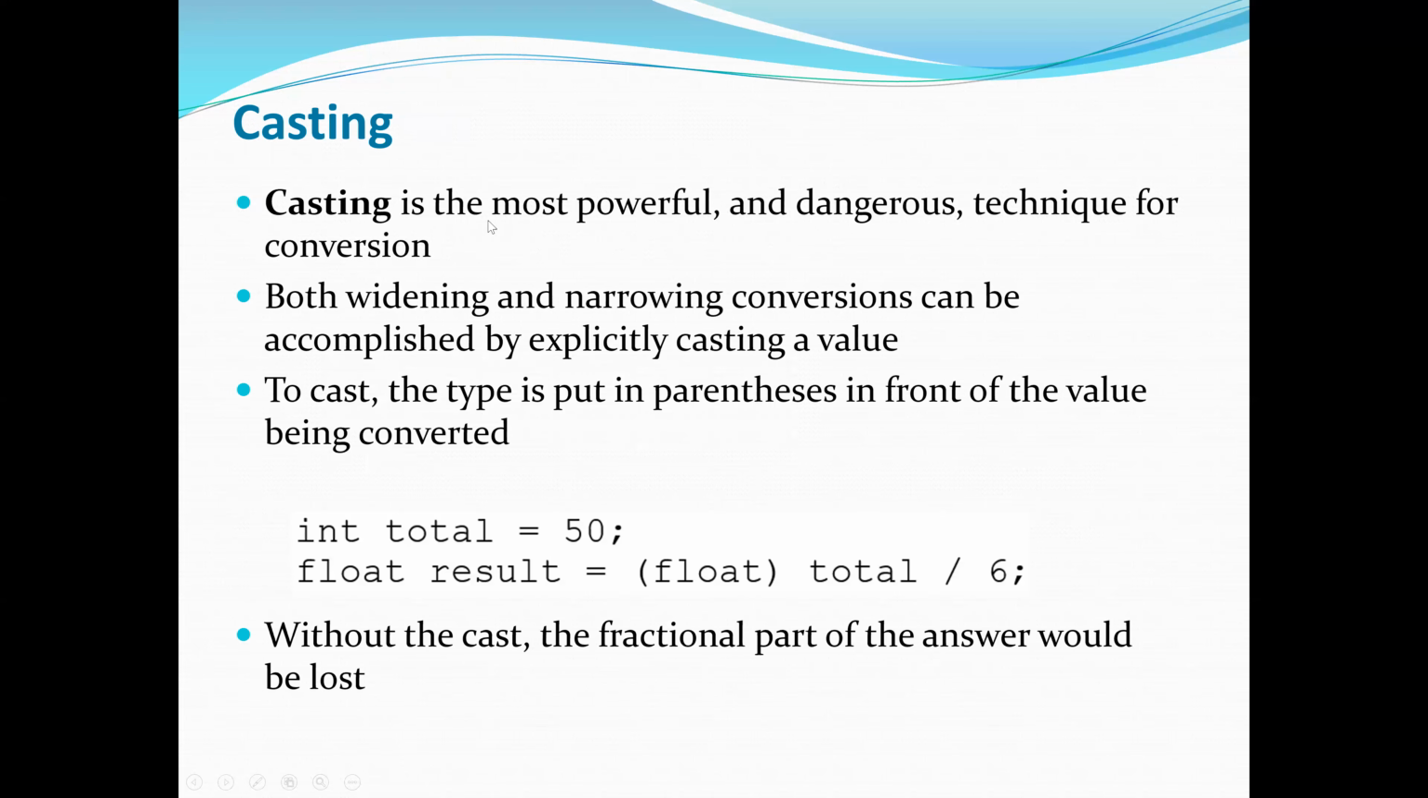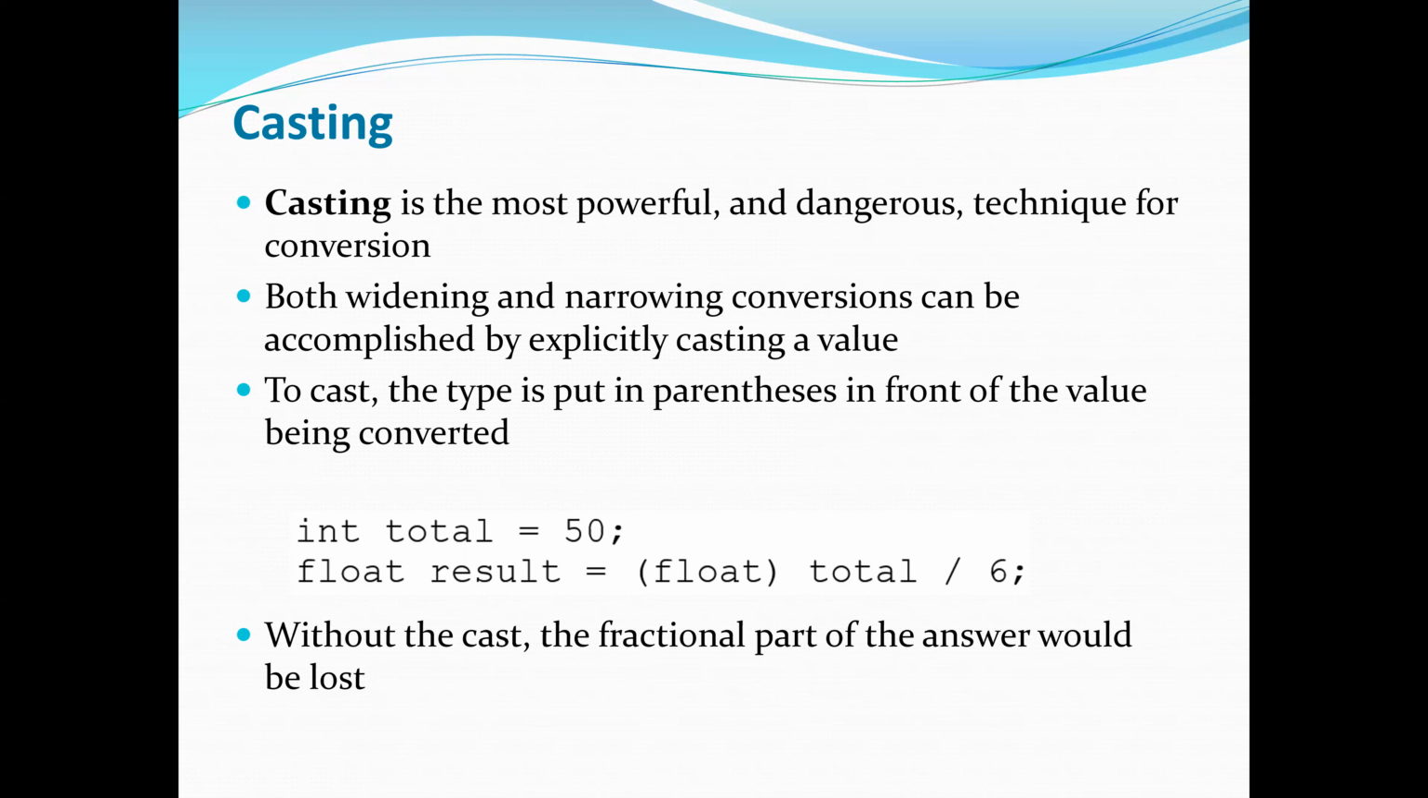Now, casting is the most powerful and dangerous technique for conversion because we can use it for both widening and narrowing. Remember, we said assignment we can only use for widening conversion, so it's very good. We don't lose any data. But since casting can also be used for narrowing conversion, which means I'm converting a larger data type to a smaller data type, there's a chance that I may lose data or value.